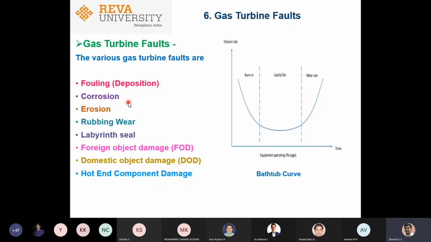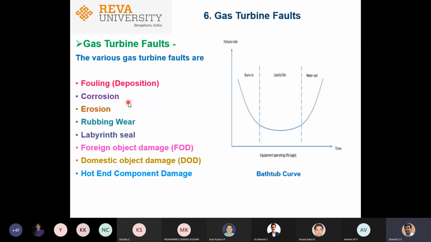There are two types of corrosion: wet corrosion and hot corrosion. Wet corrosion is associated with moisture and water. If you're operating in bases like Jamnagar or Chennai and such places where you have more moisture, then the compressor blades are subjected to corrosion development.